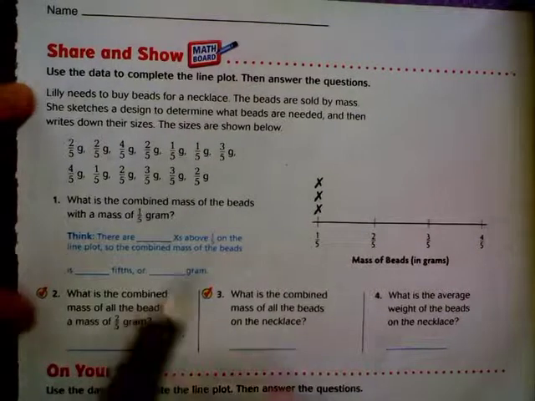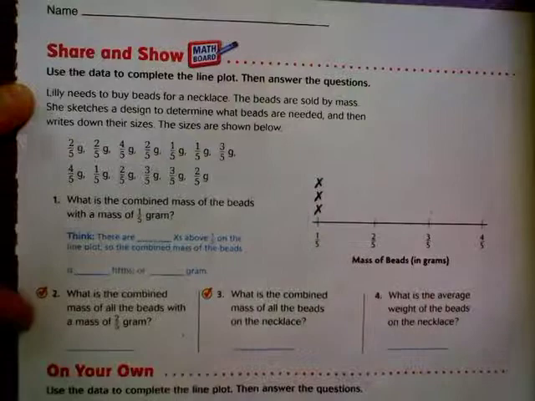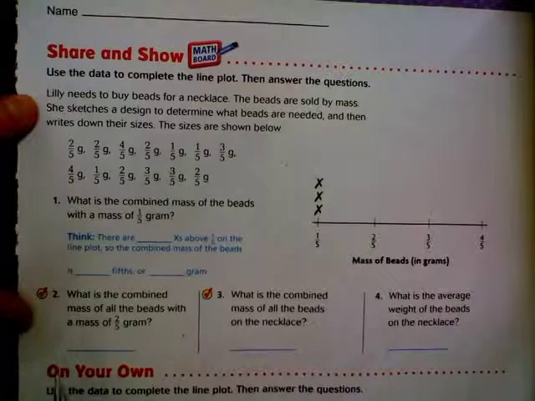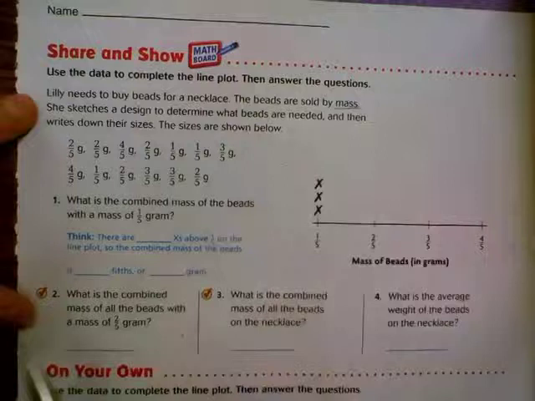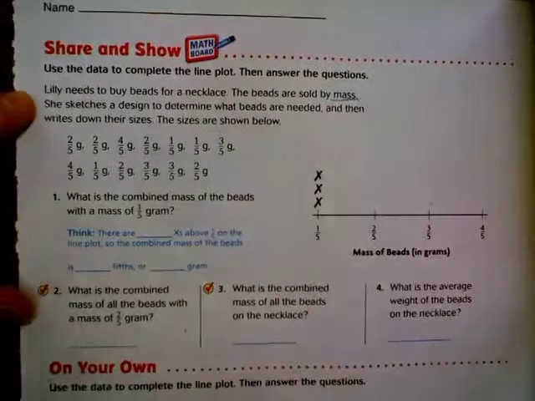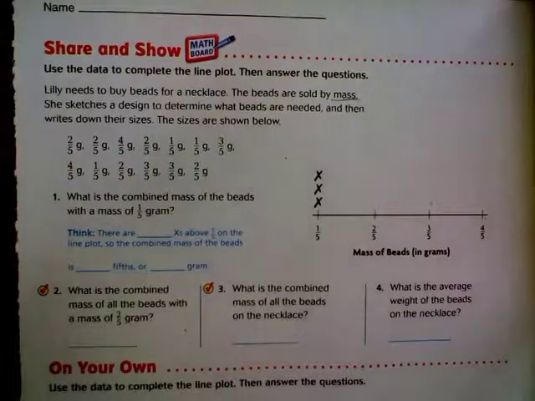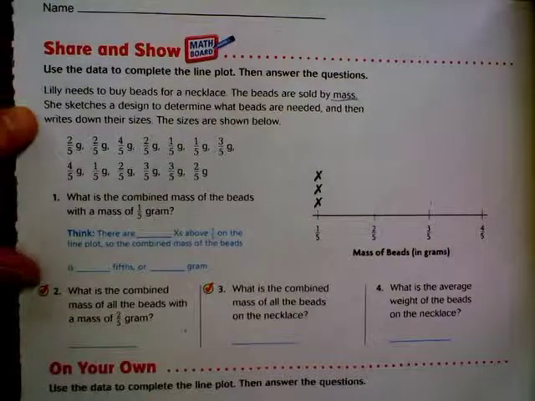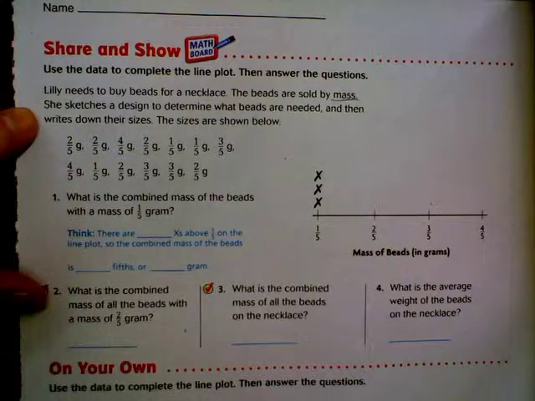We'll do one more example that is very similar to the homework on the front page. Lily needs to buy beads for a necklace. The beads are sold by mass. Remember from science class, mass is how much force of gravity an object has on Earth. She sketches a design to determine what beads are needed and then writes down their sizes. The sizes are shown below.